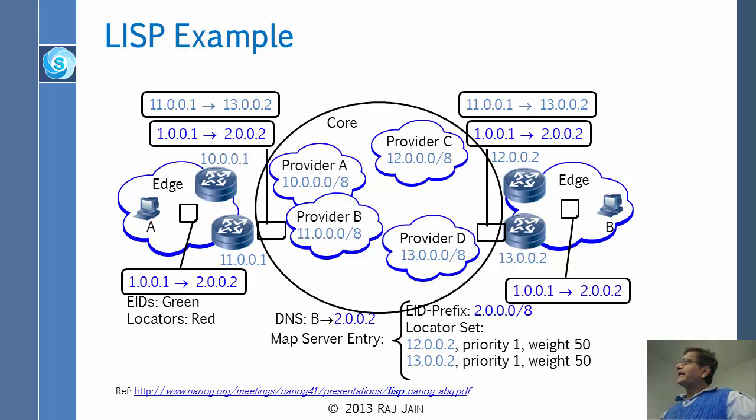So we take this packet, which is here, and we put the 11 header here. It says the source is 11.0.0.1 and the destination is 13.0.0.2. So we selected this source and this destination. We could have selected this source and that destination, or this source and that destination. There are many possibilities here, right? But we selected that we want to go from this side to that side by using provider B and D.